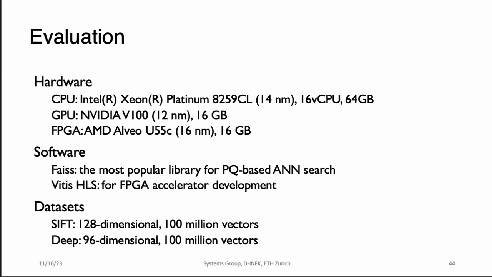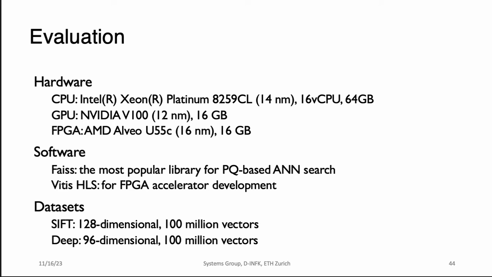To compare FANNS with CPU and GPU baselines, we use CPUs, GPUs, and FPGAs that are manufactured within a similar generation of technology. We not only compare to CPU and GPU baselines, but also the FPGA baselines that we mentioned before, where we try to balance the resource consumption across the 6 stages on FPGA.